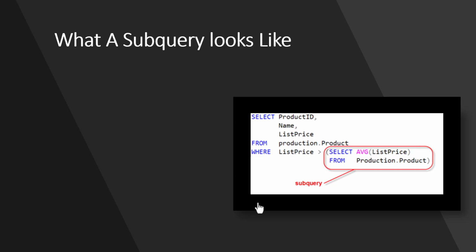So here's another example of what a subquery looks like, where we're selecting the product ID, the name, and the list price from a product, where the list price of our product is greater than the average list price of all products. See, so here's like a query all unto itself. It's inside our larger query. That makes it a subquery. It's a query inside a query. It's surrounded by parentheses.